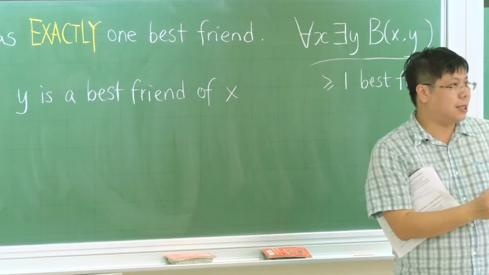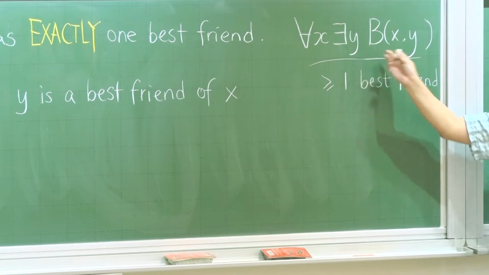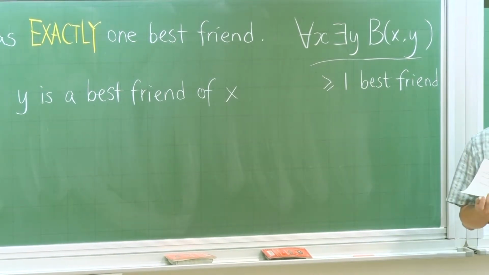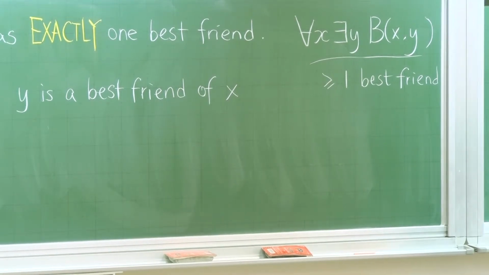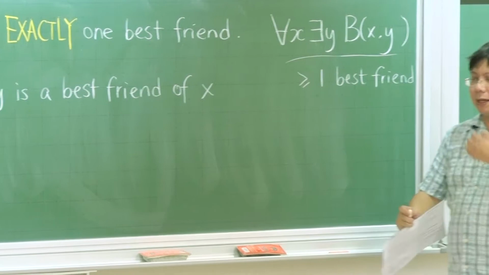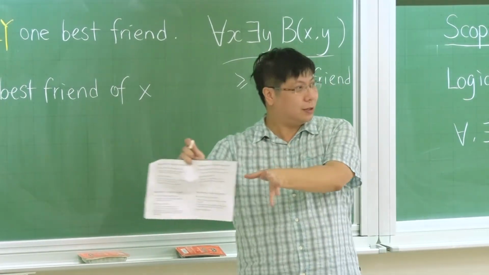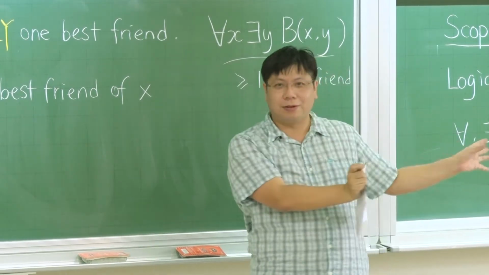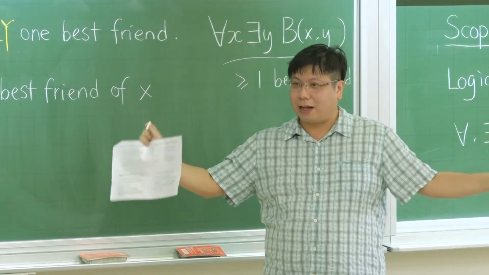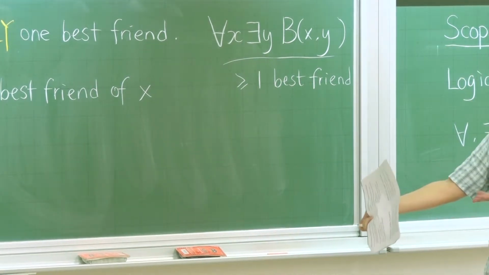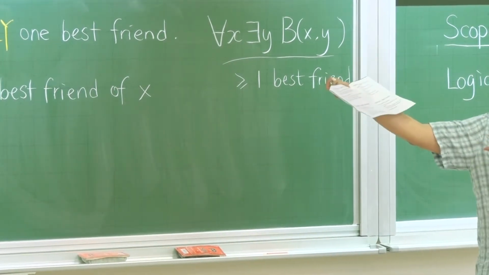So if you want to say exactly, then saying that there exists someone who is the best friend is not enough, because there may be 2 or 3 or 4 persons who are best friends. So how do you argue? Let's say you are a boy, and you are saying to a girl that I love only you, not the other girls. You are the only love of me. Then how can you prove that? What should you say?